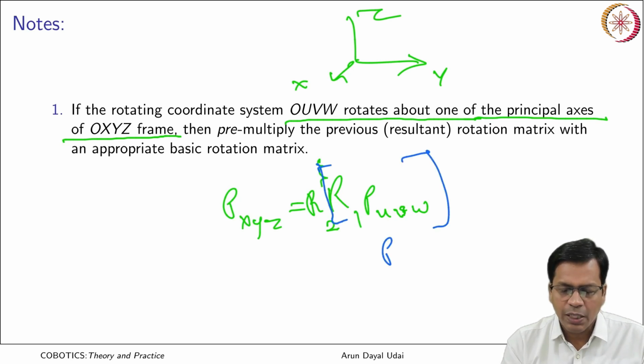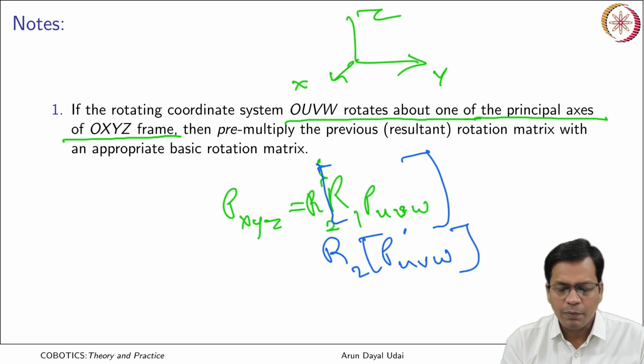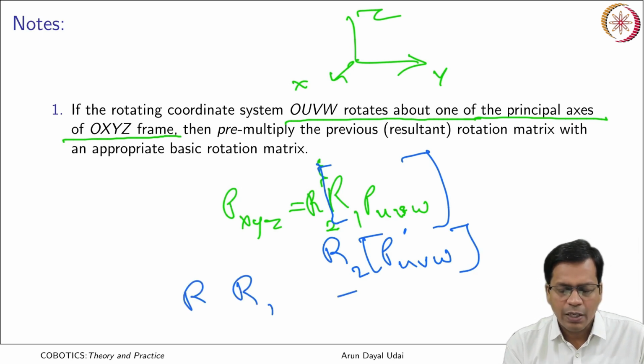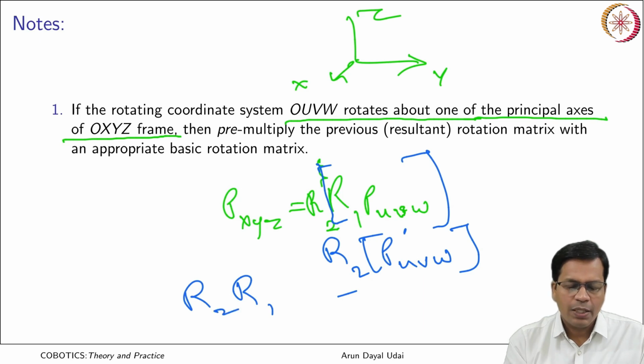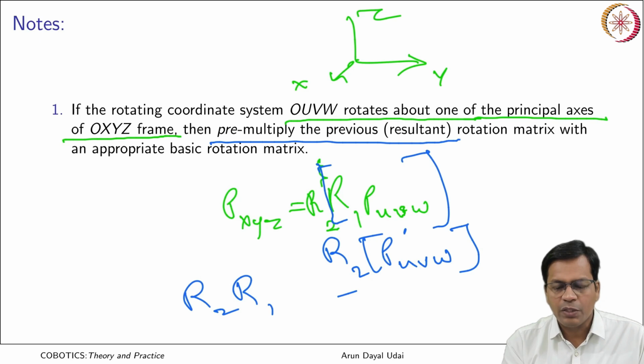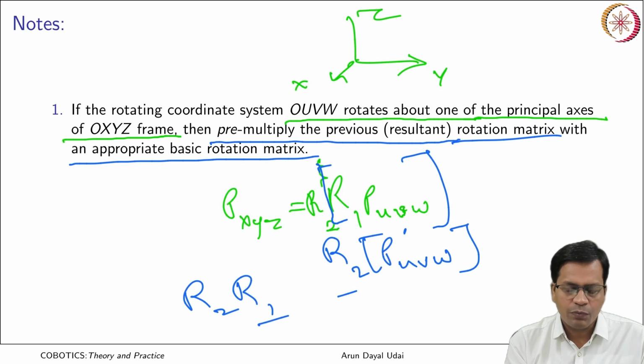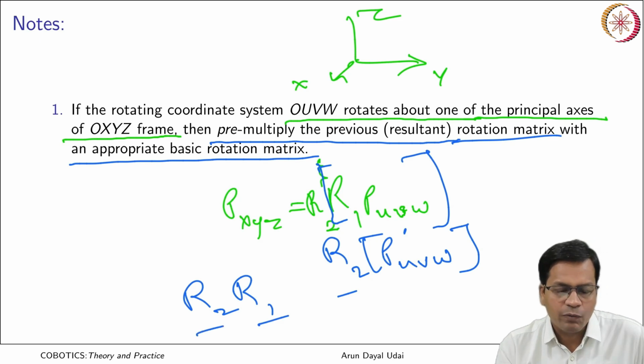Whatever this gives me is a new point PUVW dash. So rotation 2 is happening on top of this, so it has to come before. If I open up the bracket, it comes as R1, R2. So it says you have to pre-multiply the previous rotation matrix with the appropriate basic rotation matrix. R1 is the first one, R2 is the second one.